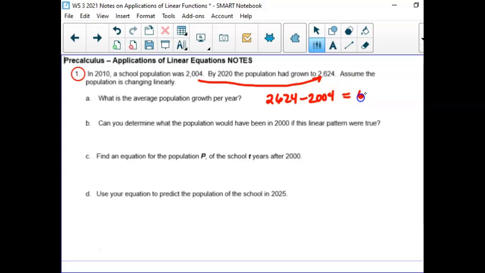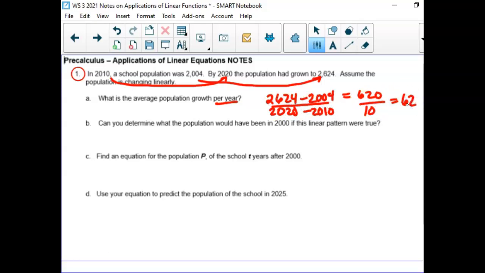What do we get? 620? Did I do that right? That's how many more people came, right? But per year means we need to divide by the number of years. And how many years was that?